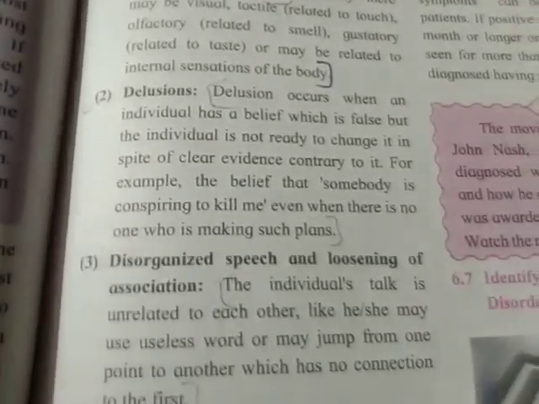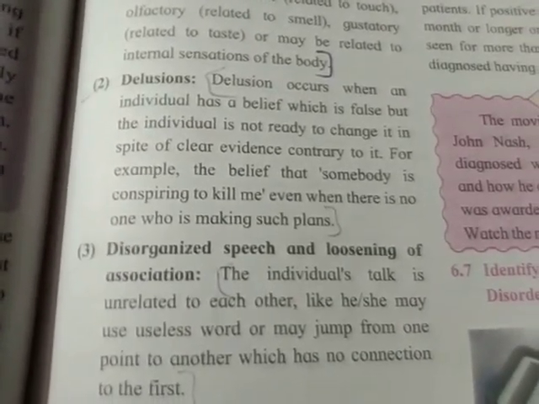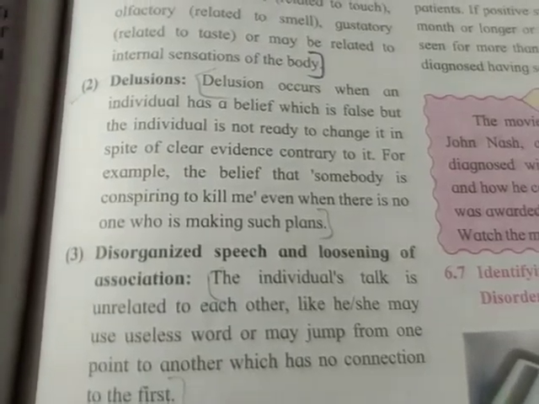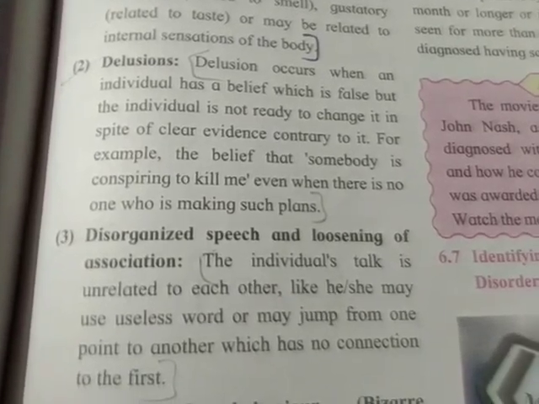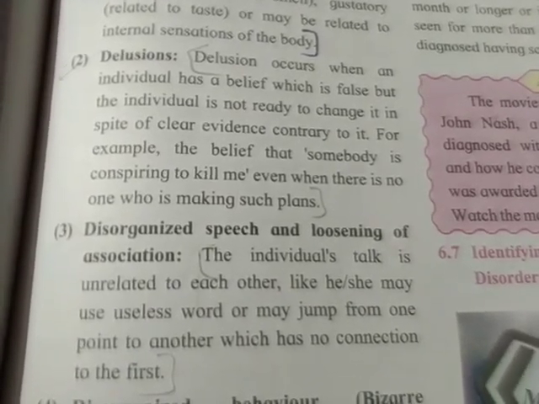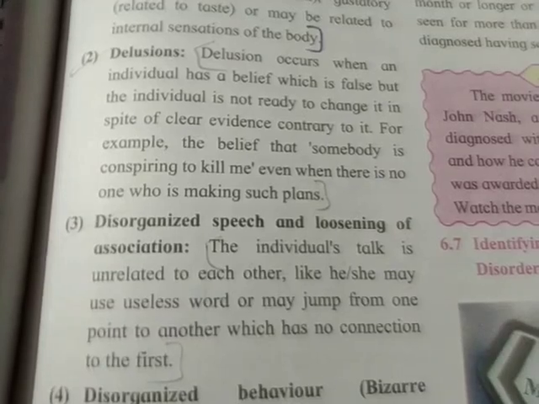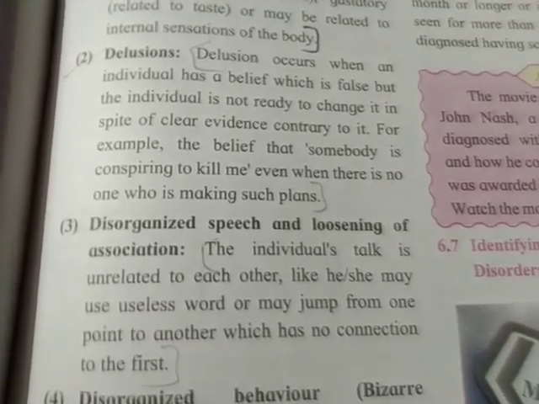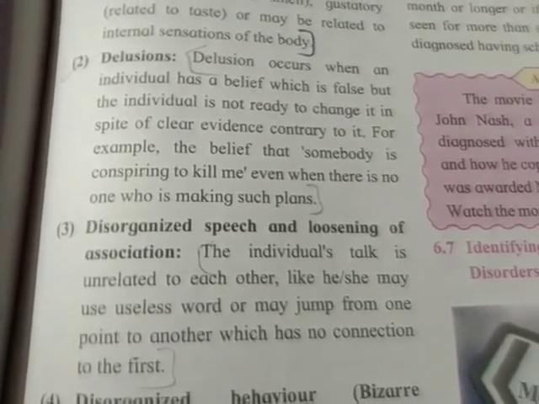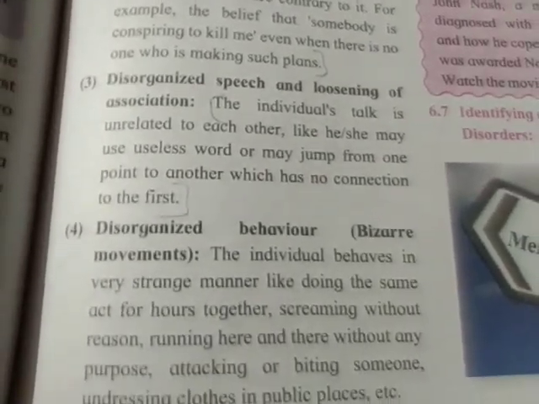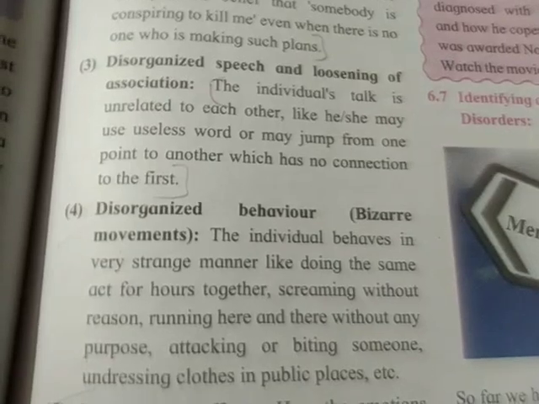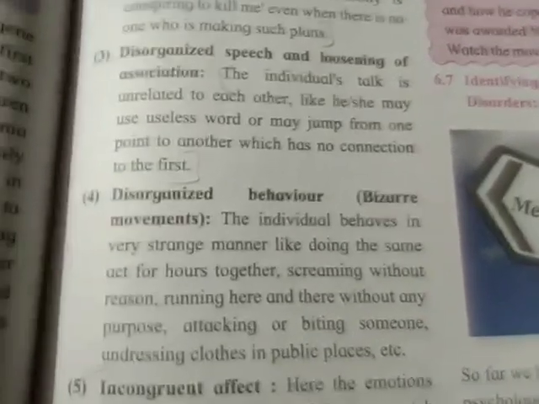Second, delusions. Delusion occurs when an individual has a belief which is false, but the individual is not ready to change it in spite of clear evidence contrary to it. For example, the belief that somebody is conspiring to kill me even when there is no one who is making such plans. Third, disorganized speech and loosening of association.